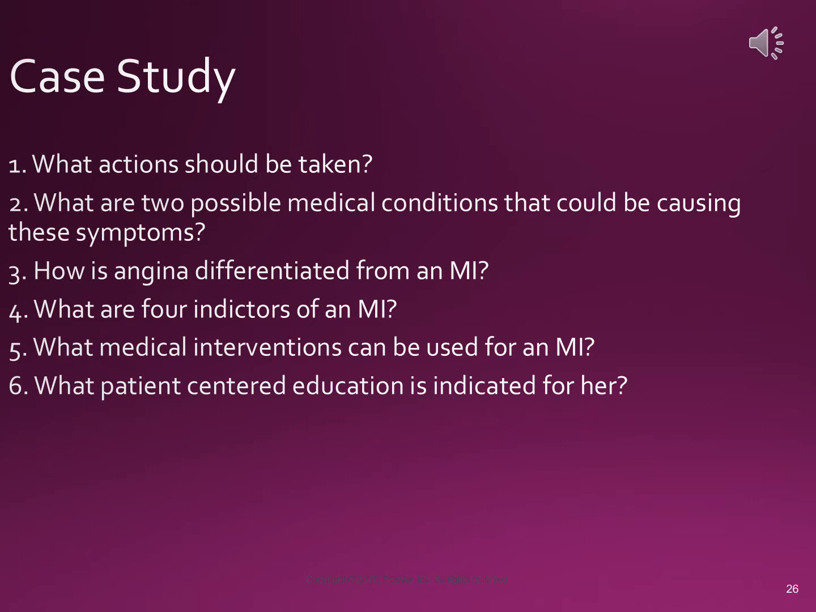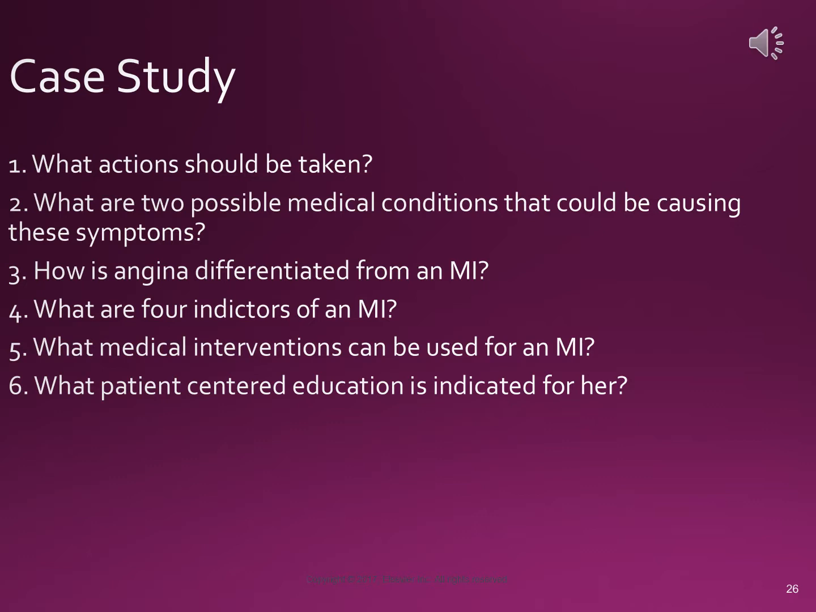What are the indicators that she's having an MI? So her history, the ECG changes that you see with the ST elevation that was described. If she had some blood drawn, she'd have an elevated troponin and an elevated CKMB, most likely.